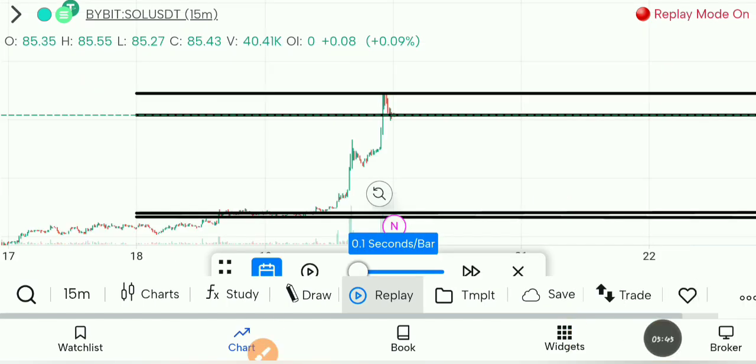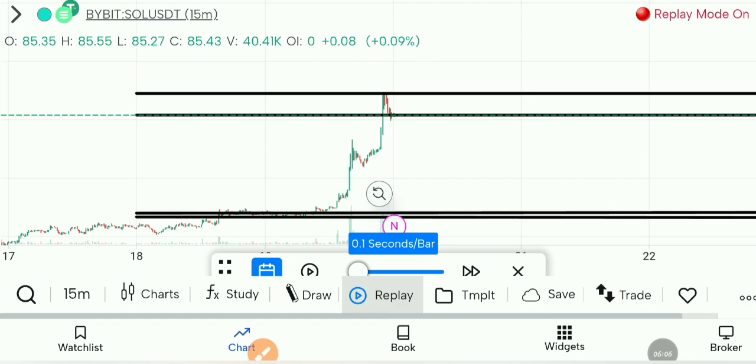Now after mapping the close, the high, the open and the low of the daily candlestick that are going to serve as support and resistance on the daily time frame, we're going to head as low as the 15 minutes. Now on this 15 minutes, this is where we are going to look for our entry.